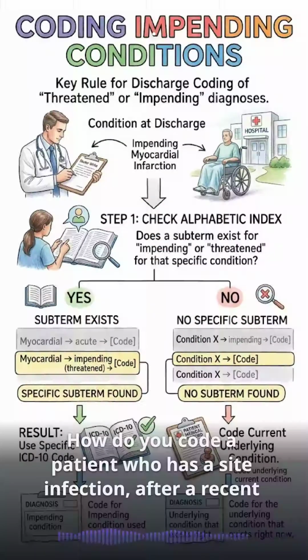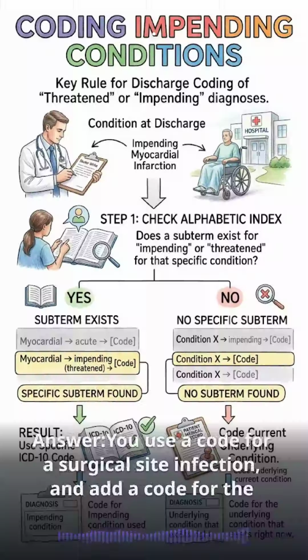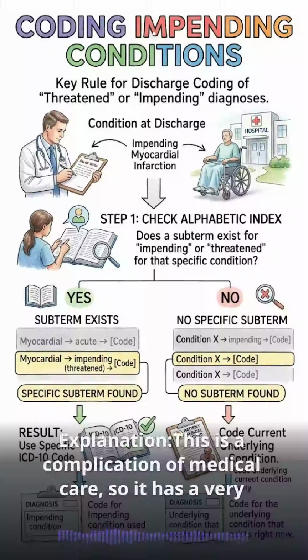90. How do you code a patient who has a site infection after a recent hip surgery? You use a code for a surgical site infection and add a code for the bacteria. This is a complication of medical care, so it has a very specific and special code set.